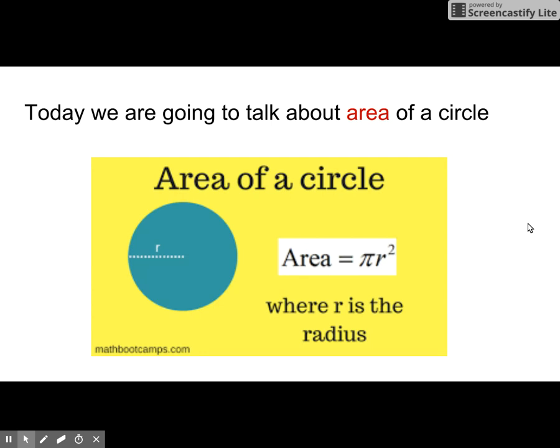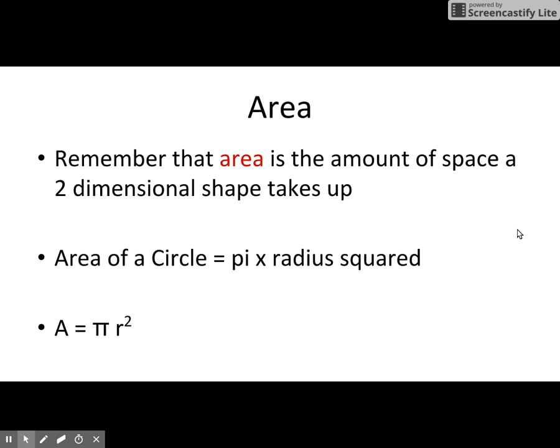For the area of a circle, the formula is area equals pi r squared, where r is representative of the radius. Remember, the radius is 1/2 of the diameter, so it's only from the center of the circle to the outside point. It is not all the way across. Remember that area is the amount of space a two-dimensional shape takes up. The area of a circle is found by multiplying pi times radius squared, or represented as the formula you see here at the bottom.